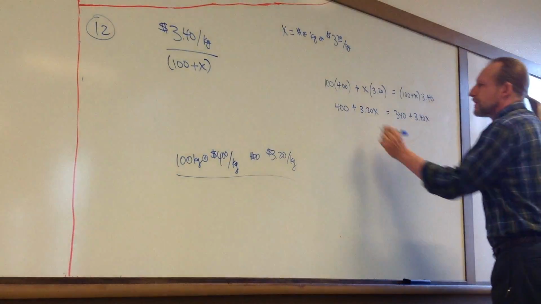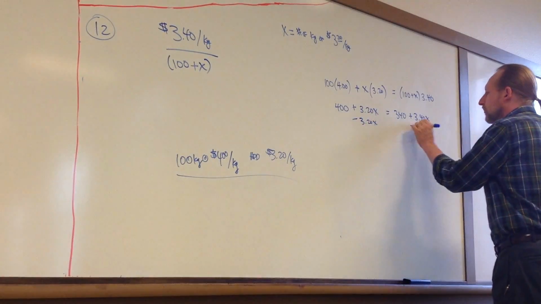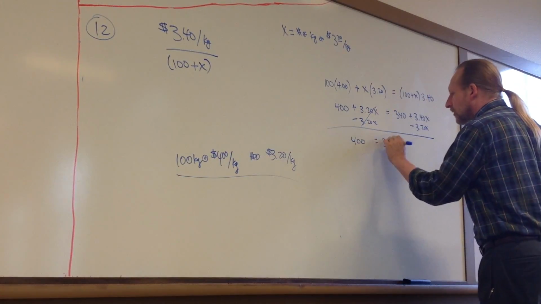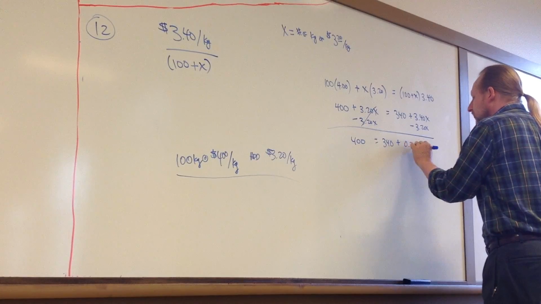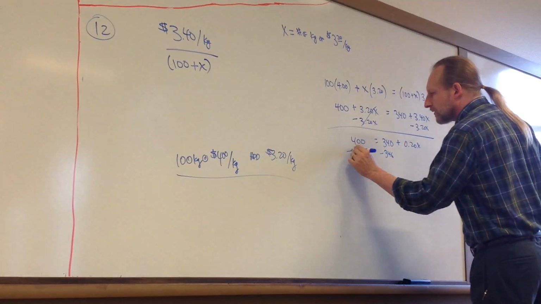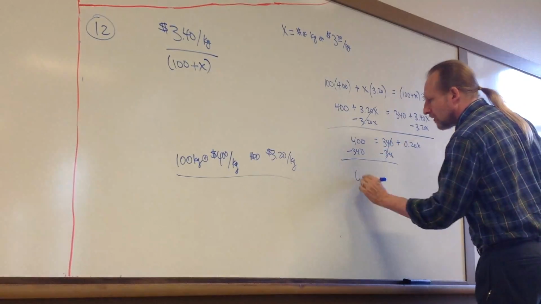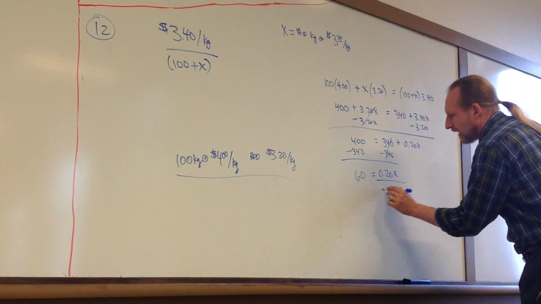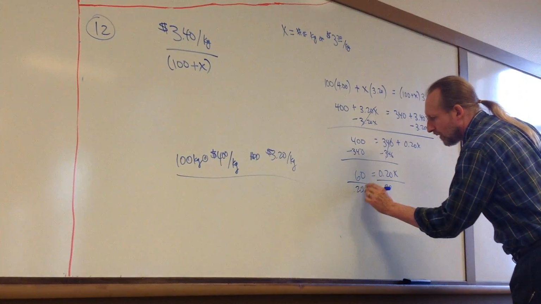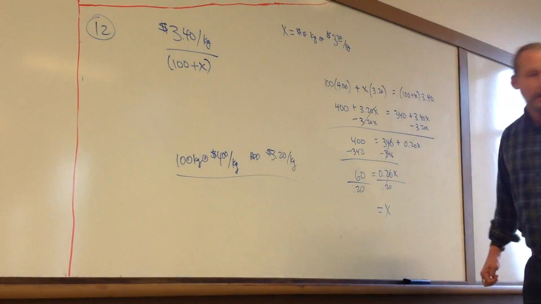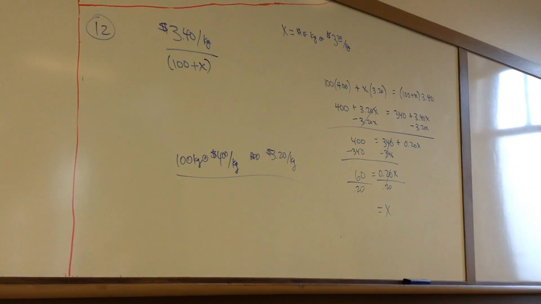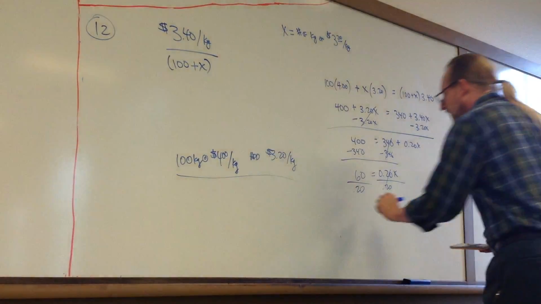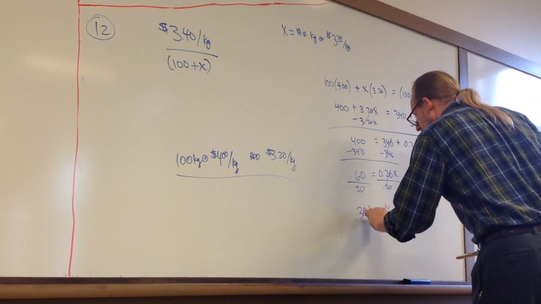Let's move this over to here. 3.40 minus 3.20 on both sides. So that'll be 400 equals 340 plus 0.20x. So then subtract the 340 on both sides. That'll be 60. And now we just want to divide on both sides by 0.20. Let's see here. So what do we come out with? Is that going to be 60 divided by 0.20? Yeah. X is going to be 300 kilograms.